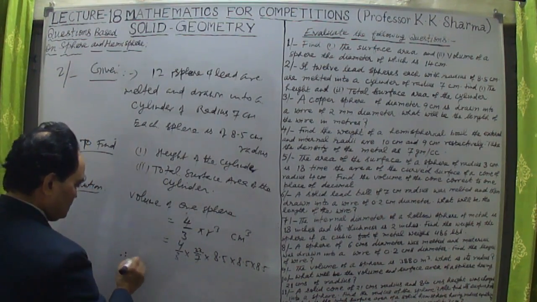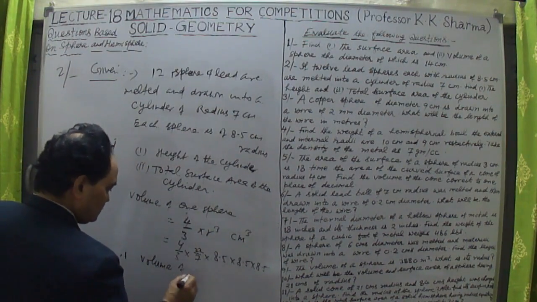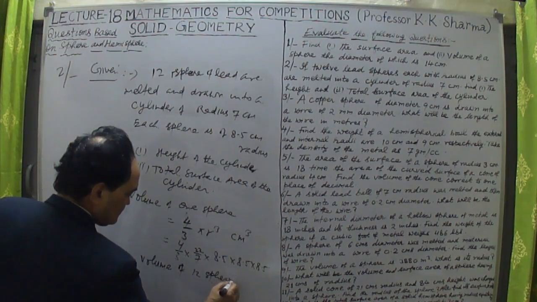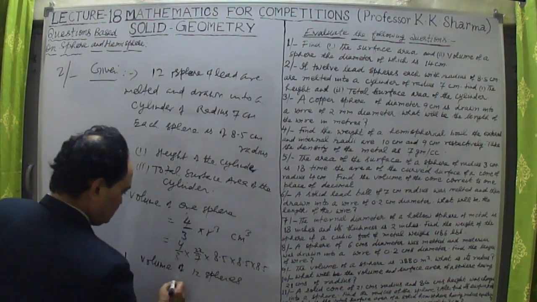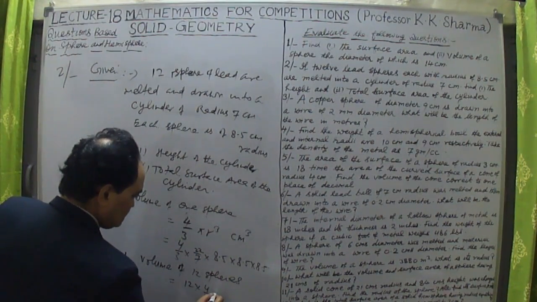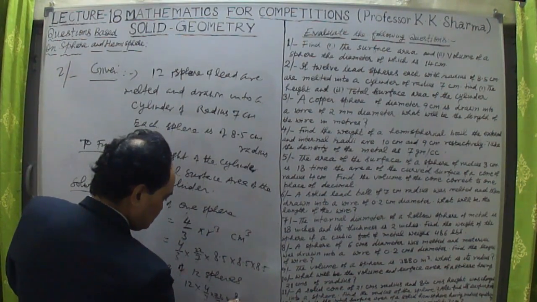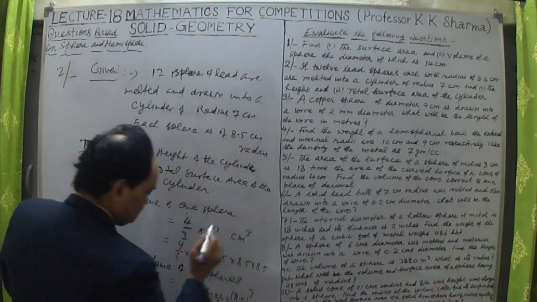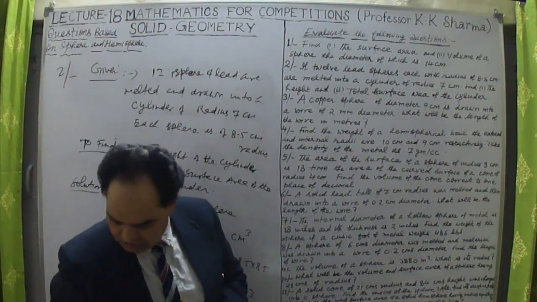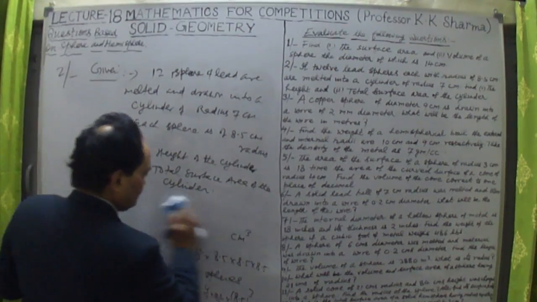So, therefore, volume of 12 spheres is equal to 12 into 4 by 3, 22/7, into 8.5, let me put it as whole cube. This is the volume of 12 spheres. Now this volume of 12 spheres must be equal to volume of one cylinder. Now let me write here.